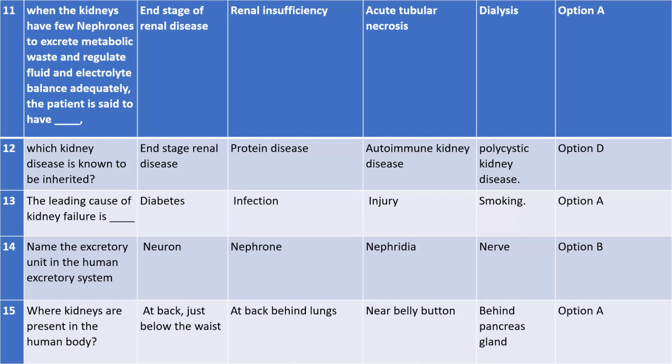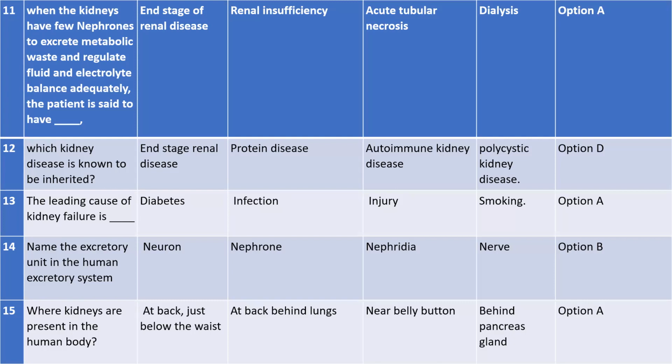Okay, number 14, the easiest. Name the excretory unit in the human excretory system. Option 1, neuron. Next is nephron, next is nephridia, and one is nerve. So the answer is B, that is nephron.